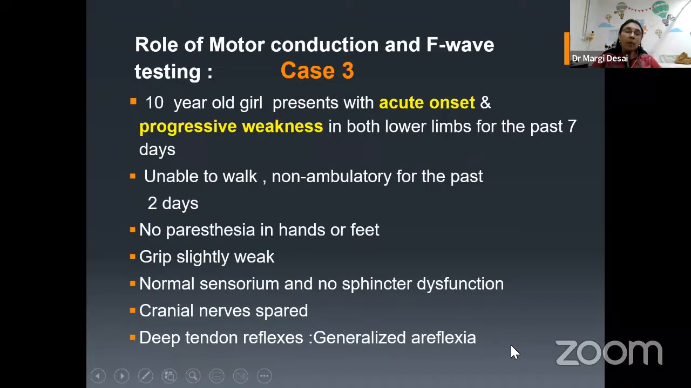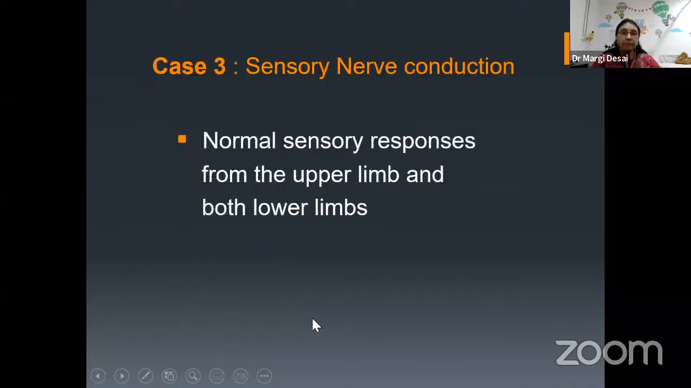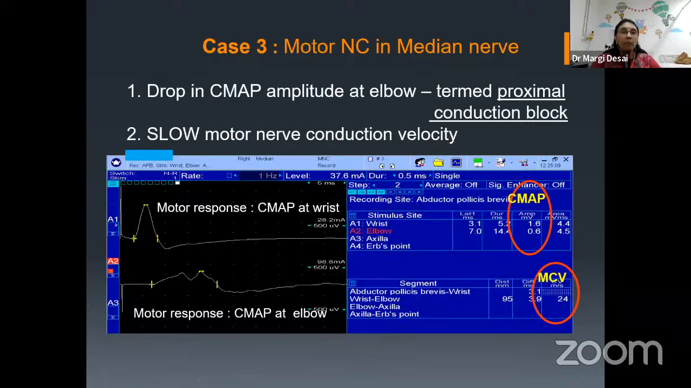So at this point, what would you clinically think of? Acute onset weakness with no sensory symptoms and normal cranial nerves, normal sphincters. You would probably suspect that this child could be having Guillain-Barré syndrome. So the first test you should ask for is nerve conduction study. And in her case, sensory nerve conduction was normal. Sensory responses were normal from the upper limb and both lower limbs. However, the motor conduction was abnormal.